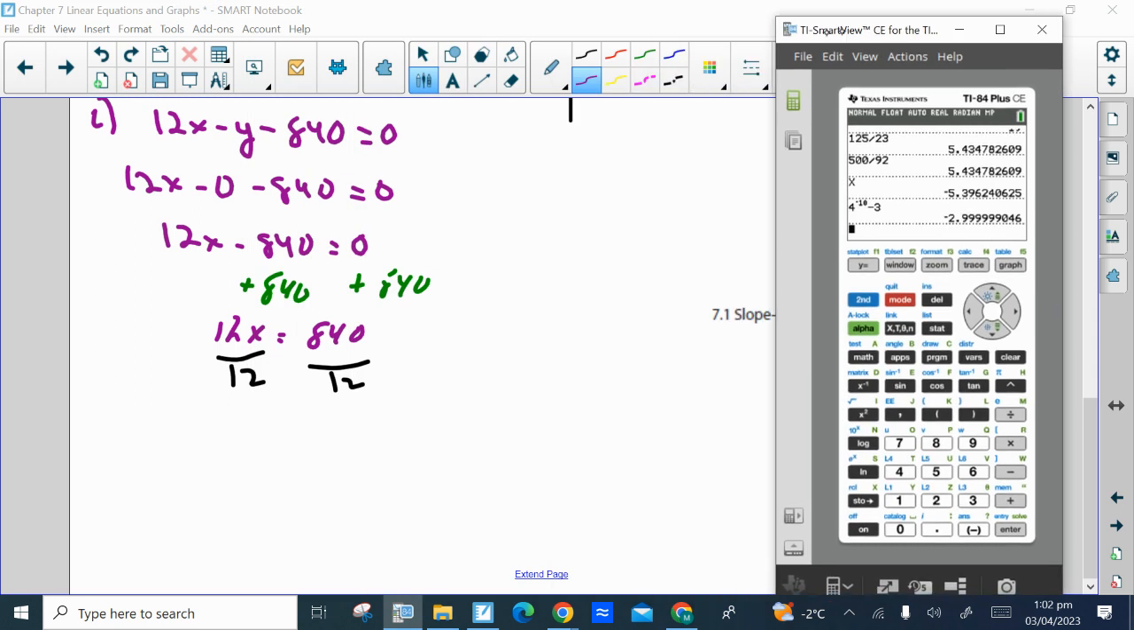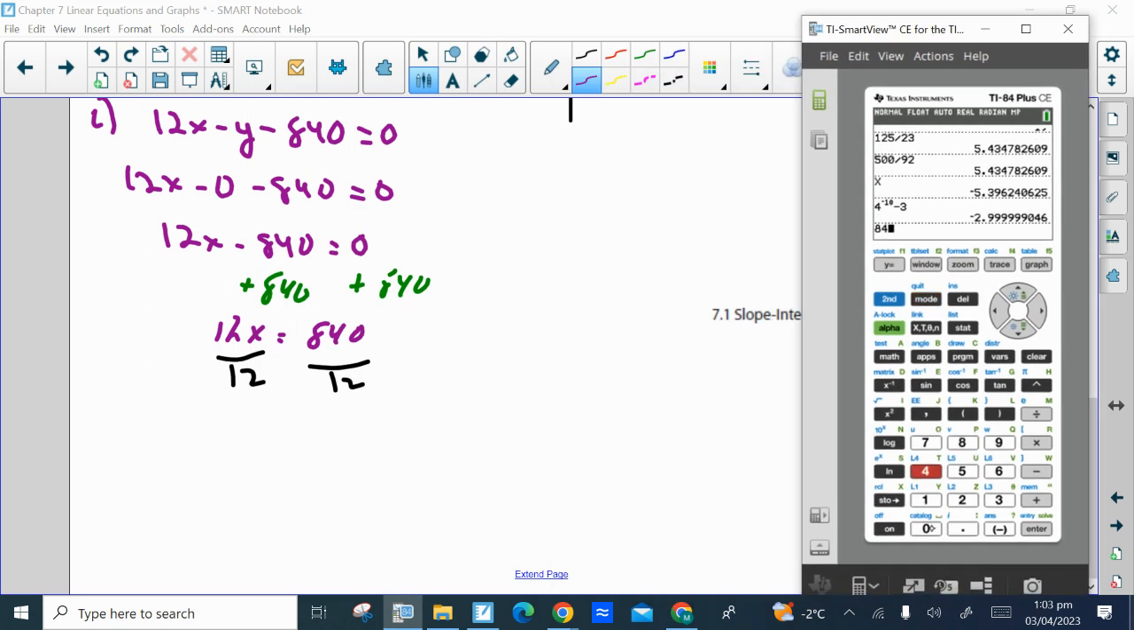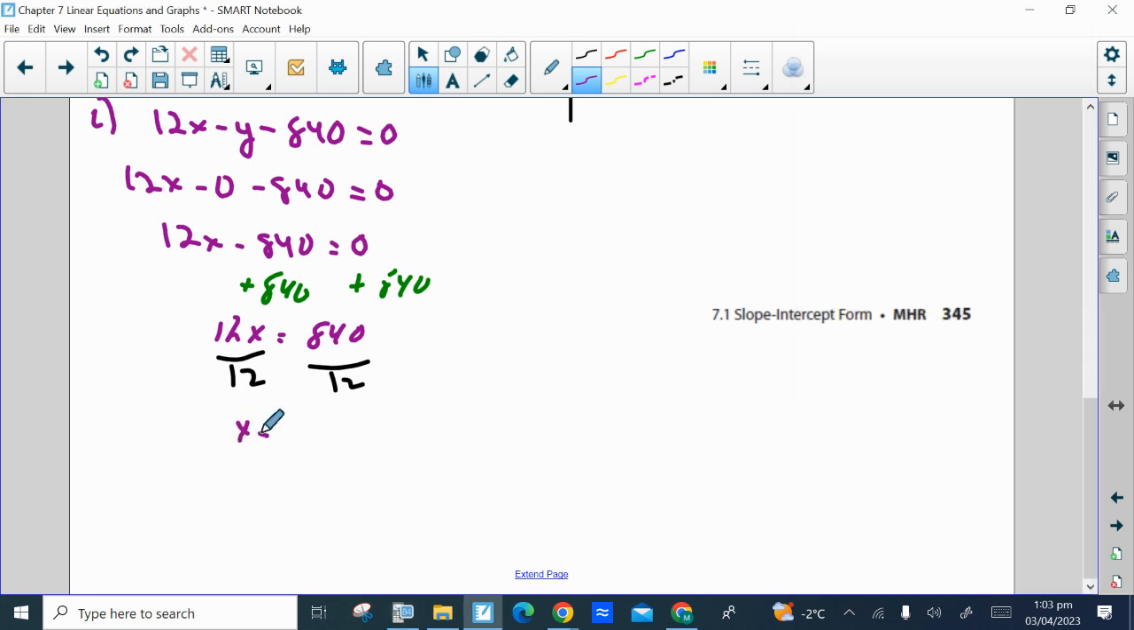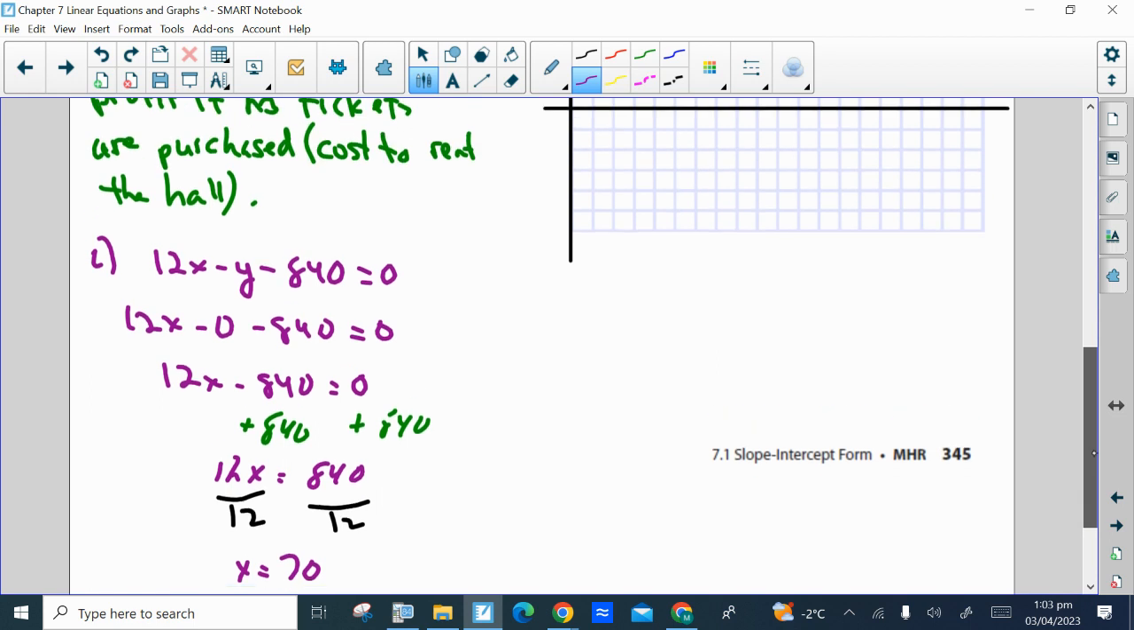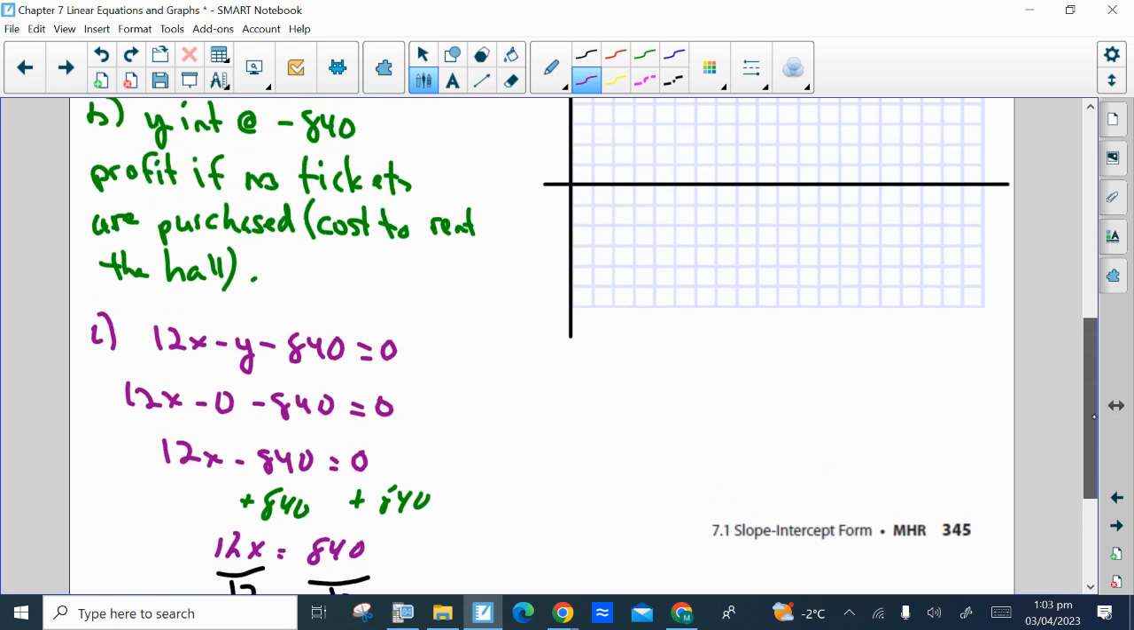So 840 divided by 12 is 70. They would have to sell 70 tickets to break even, because 70 tickets times $12 a ticket is positive 840. And that'll cancel with the minus 840 that it costs them to rent, and they've broken even. Anything over 70, they're making money.